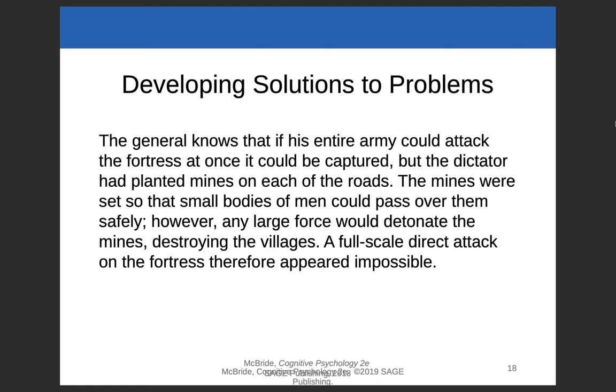Well, the general knows that if his entire army could attack the fortress at once, it could be captured. So you've got to get all the troops there at once. But the dictator has planted mines on each one of the roads leading to the fortress. The mines are set so that small bodies of men could pass over, but any large force of men would detonate the mines, destroying the villages. So a full-scale direct attack on the fortress appears impossible.